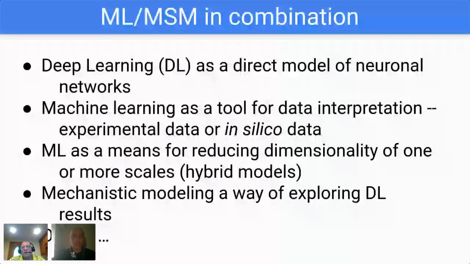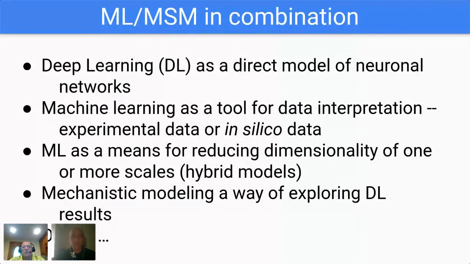One is that deep learning can itself be used as a direct model of how the brain works, how a neural network works. And in this context, we might use mechanistic modeling to better understand how mechanisms happen in what deep learning tells us about how the brain works. Certainly, all kinds of machine learning make an excellent tool for data interpretation. That includes not only experimental data, but also the in silico data that comes out of the multi-scale models, because the multi-scale models are experimental objects.